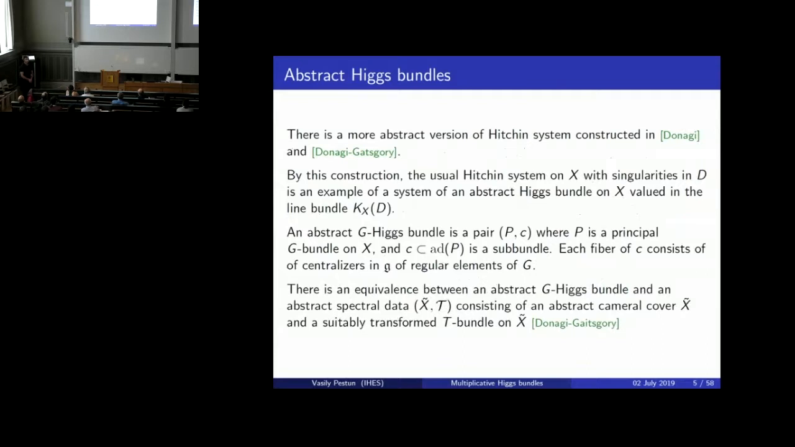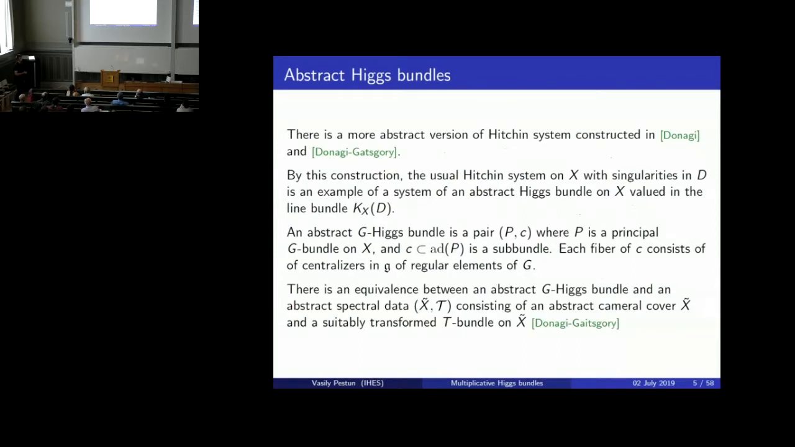Now, let's see how the story is generalized. In fact, the principal construction was done by Donagi and Gaitsgory, and they proceed as follows. They defined the so-called abstract Higgs bundle on X, and an abstract Higgs bundle is a pair (P, C), where P is a principal G bundle on X, and C is a sub-bundle of the adjoint bundle of P, such that each fiber of C consists of a centralizer in G of a regular element.